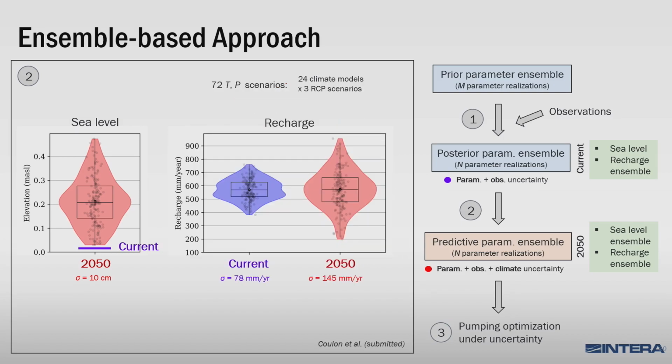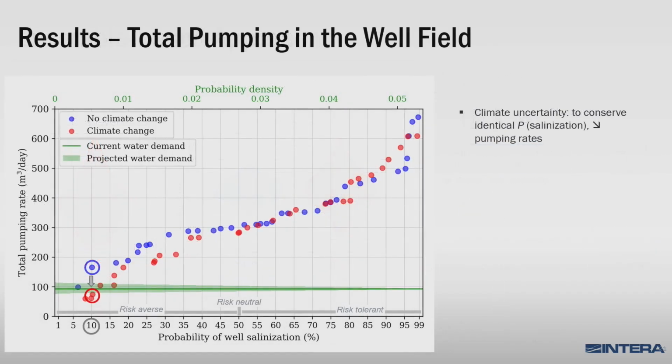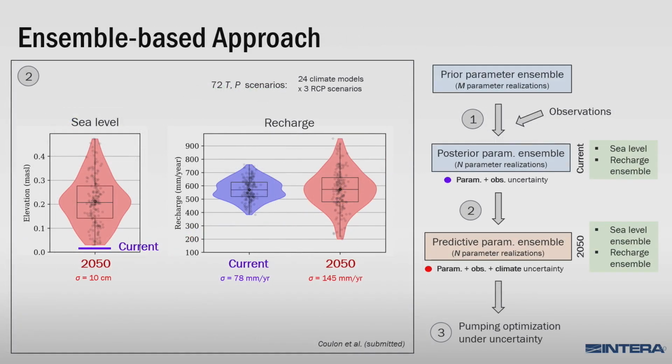So these are the recharge ensembles that were in the posterior versus the predictive parameter ensemble. In red here, this recharge ensemble conveys parameter, observation, but also recharge uncertainty. And this recharge uncertainty came from running 72 temperature and precipitation scenarios that we obtained by running those through 24 climate models times 3 different representative concentration pathway scenarios.